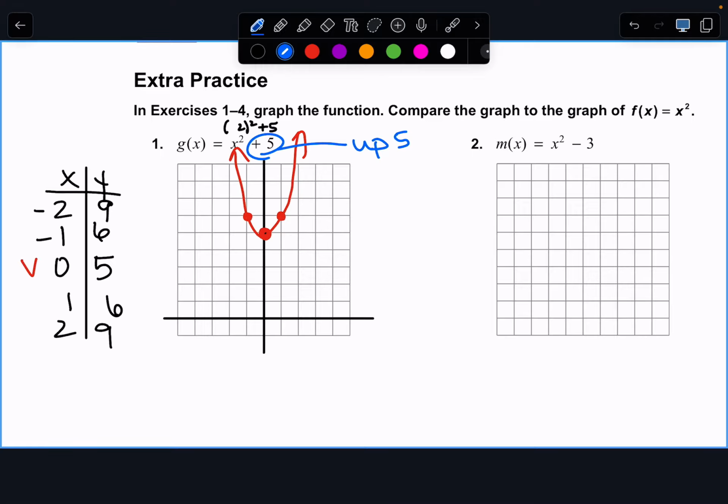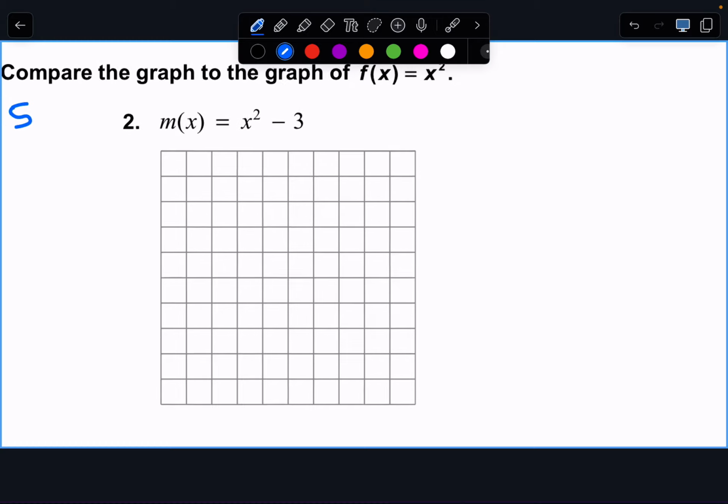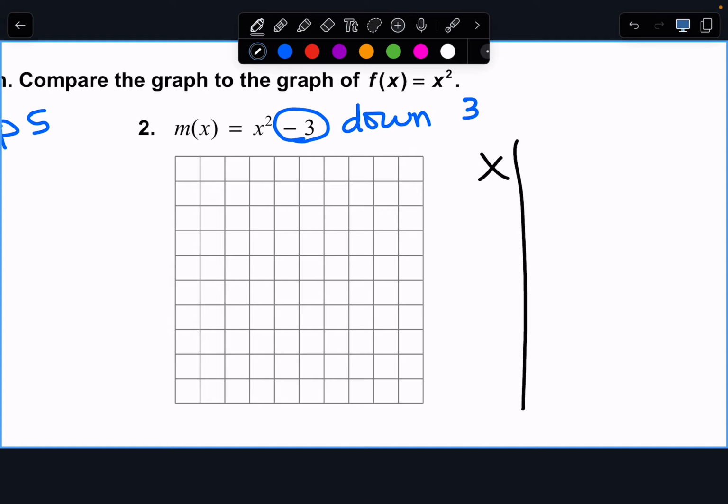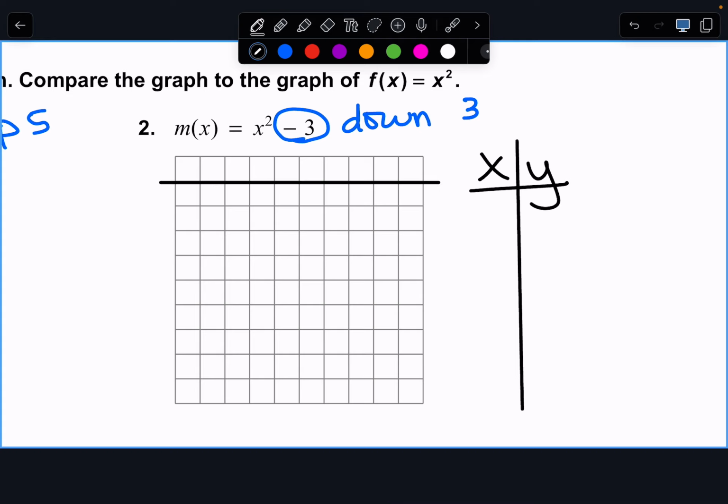All right, everybody, answer this question. This -3 is going to do what to our parabola? Everybody. Okay. Down 3. So could you please fill out the XY chart and graph this lovely parabola?